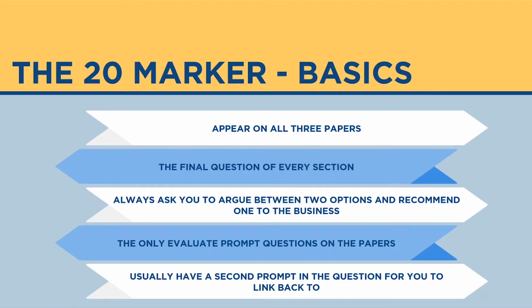But all of these questions always look the same in that they always ask you to argue between 2 options and then recommend one of these options to the business. So it's the only evaluate prompt question on the papers. But reading the word evaluate isn't the most important part of the question. There's usually a second prompt in the question for you to link back to. You'll see this when I go through the question and also when I go through a model answer.